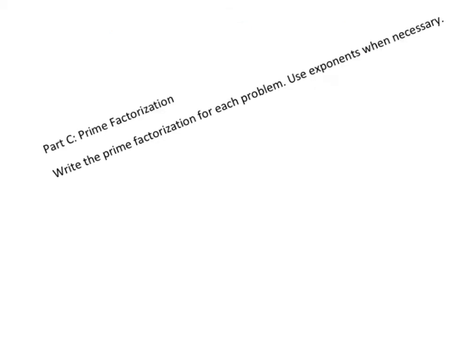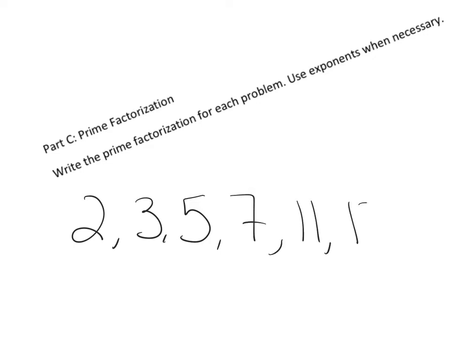Part C is prime factorization. So remember, a prime number is a number that can only be multiplied by 1 and itself. So examples of prime numbers are 2, 3, 5, 7, 11, 13. Okay, those are all prime numbers that you can use. Your answer can only have prime numbers in it. That's why it's called prime factorization. And factorizations are just numbers that you multiply to get a number.